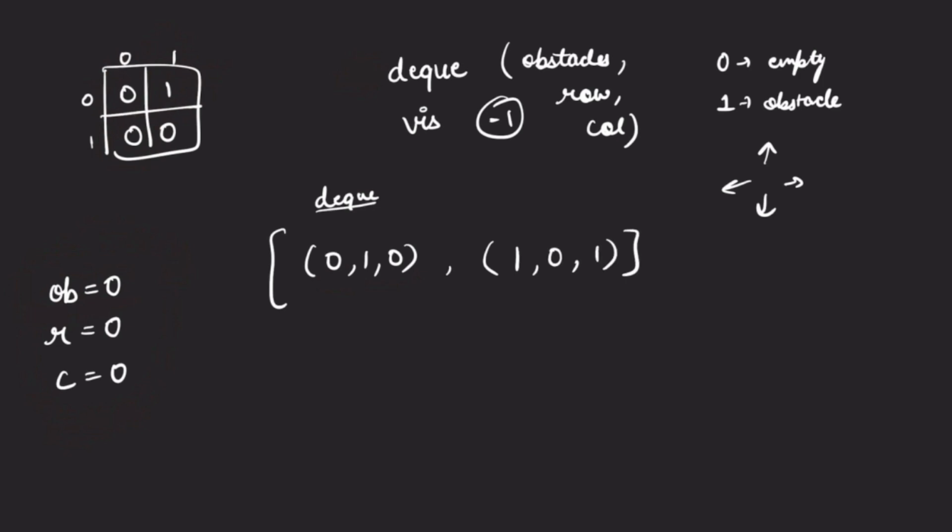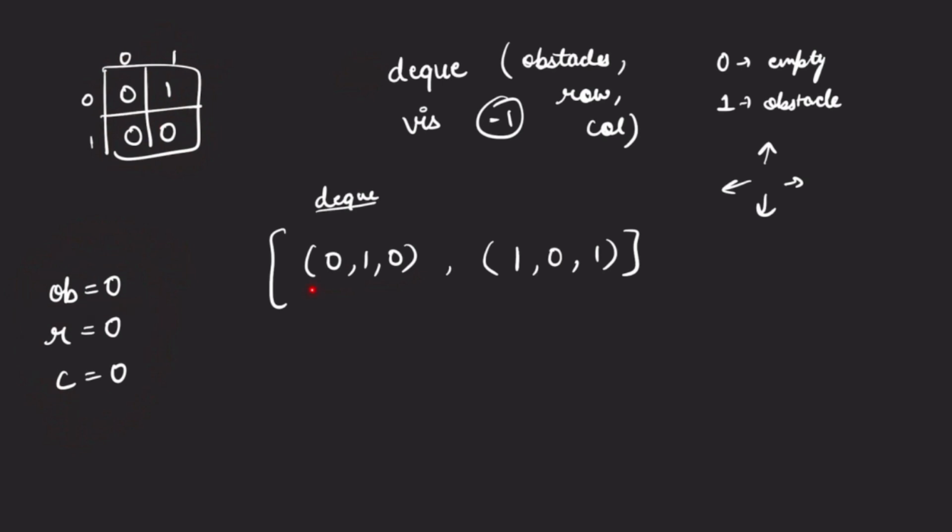And now whenever we are taking a cell from our DQ, we also need to check whether we have reached the end of the grid or not, meaning if we have reached the bottom right corner or not. So right now we have not reached the bottom right corner, so we can move forward.